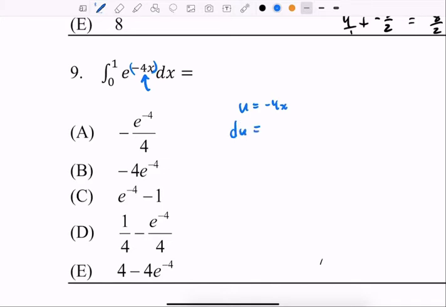du, which is the derivative, you can write du dx if you want. The derivative of negative 4x is negative 4. And then you multiply both sides by dx, so you have du equals negative 4 dx. Now, the way I like to do u substitution is I like whatever I'm subbing out to look exactly like what I see in the integrand. So I'm going to multiply both sides by negative 1/4, so that negative 4 can go away, and you have a positive 1 dx. On the other side, I have a negative 1/4 du.